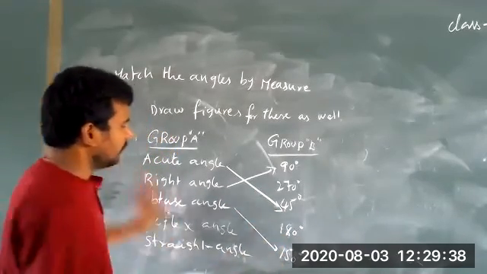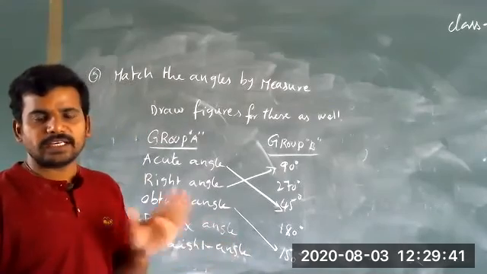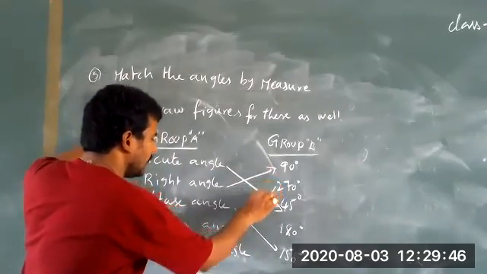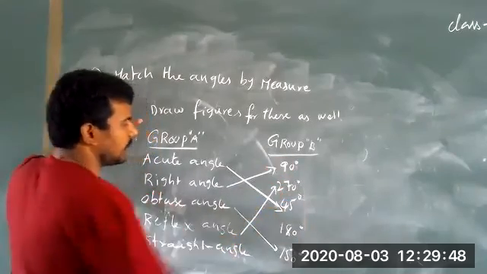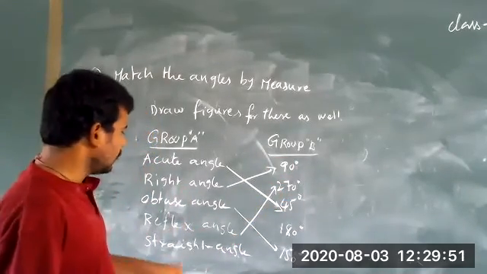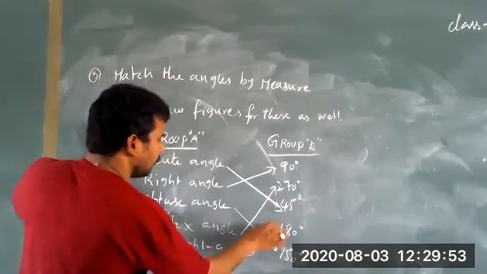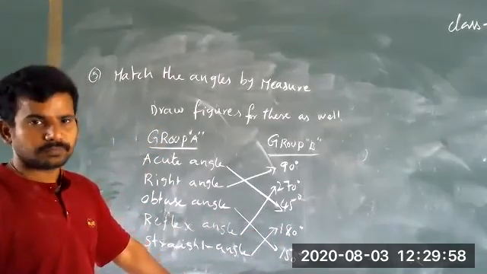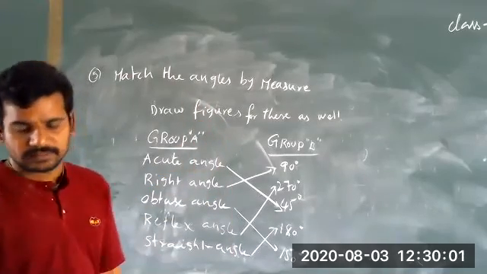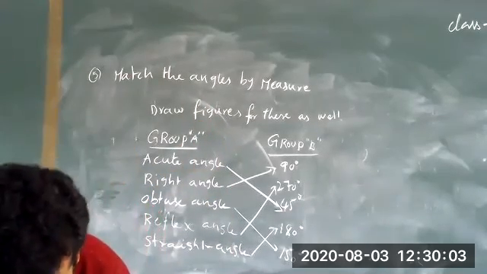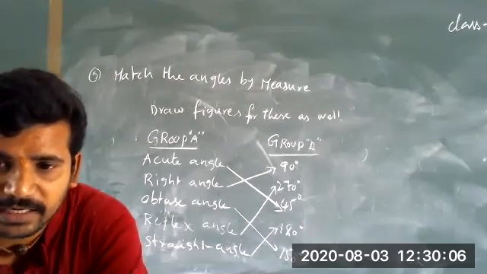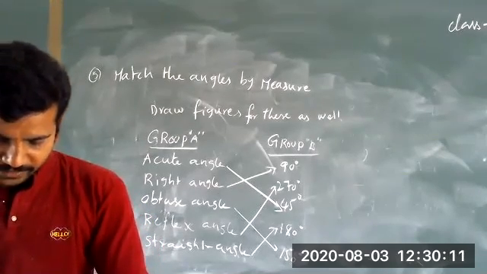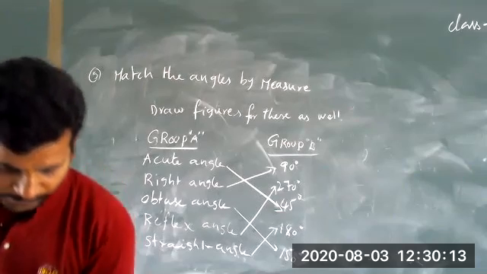Now reflex angle. What about reflex angle, children? Between 180 degrees and 360. So 270 is between 180 degrees and 360 degrees. So 270 degrees is a reflex angle. Now straight angle. It is exactly 180 degrees. So this is the answer of this match the following. Clear, children? Yes. Today's class is completed. In the next class, I will explain intersecting lines, perpendicular lines, and parallel lines.